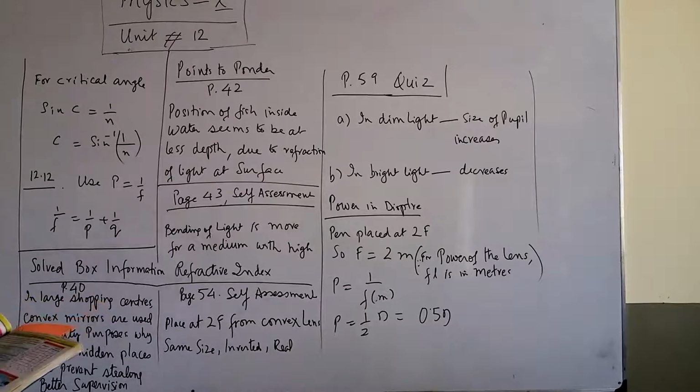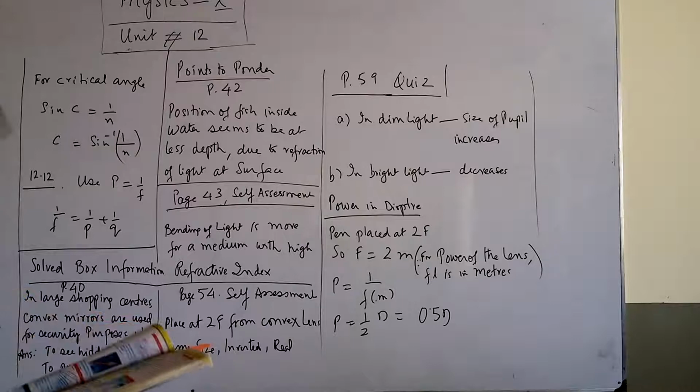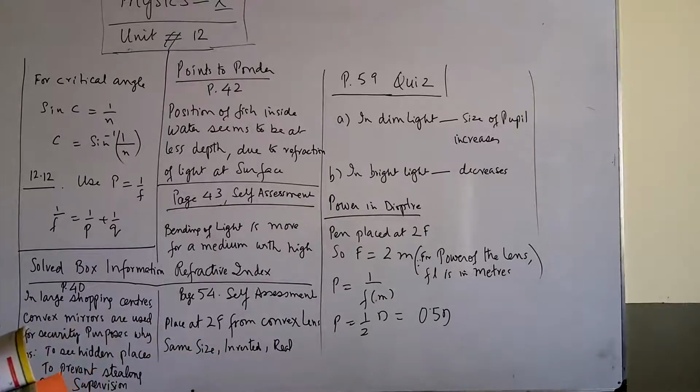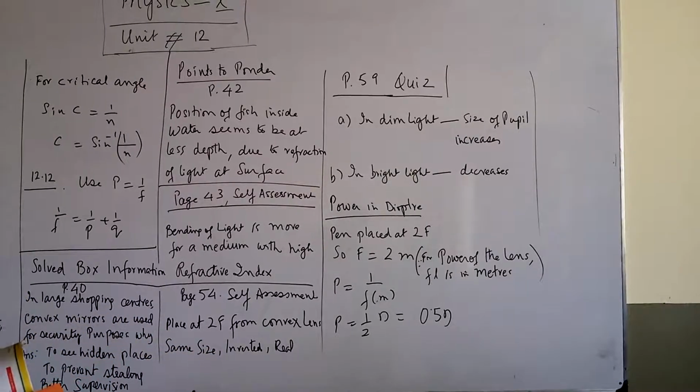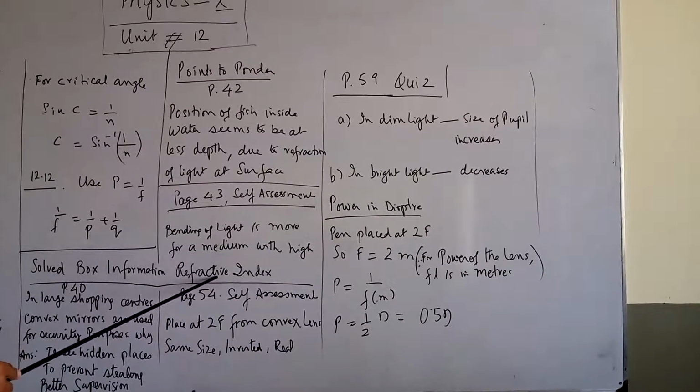On page 43, you have a self-assessment. Inside a box, he asks whether the bending of light will be more or less for a medium with high refractive index. This question is regarding how refractive index affects the refraction of light. The bending of light is more for a medium with high refractive index. If the medium has a high value of refractive index, then the bending of light will be more.